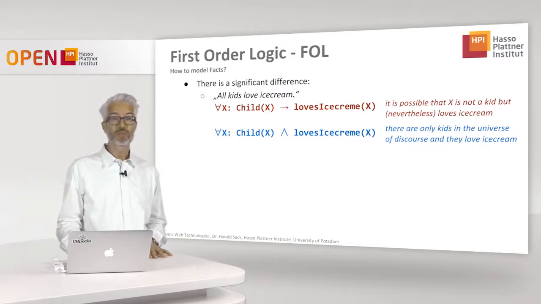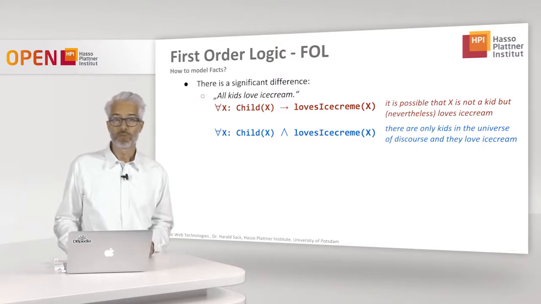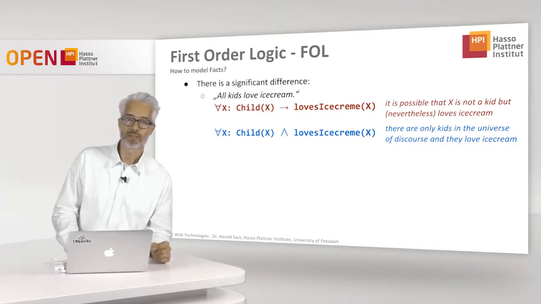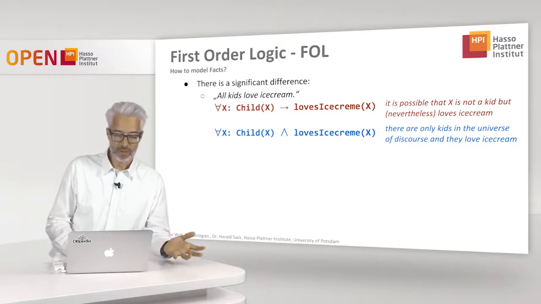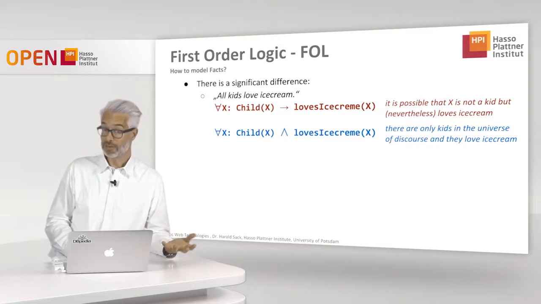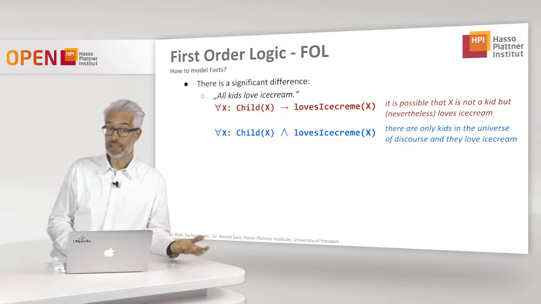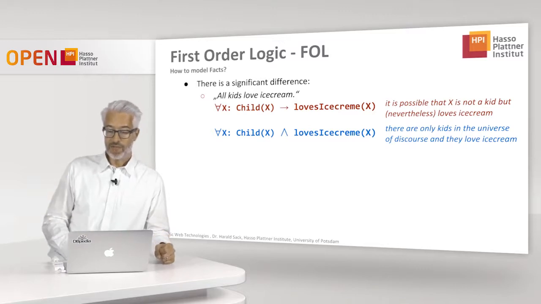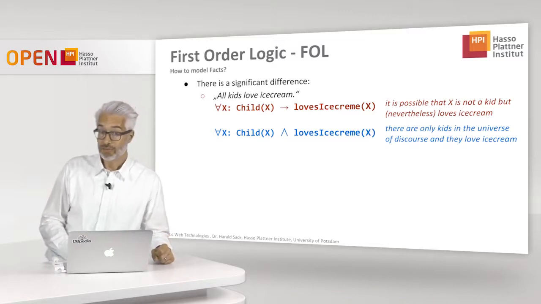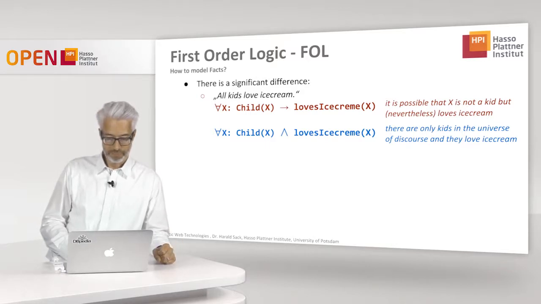First we want to formulate or represent all kids love ice cream. The first one is the correct one. It means for all variables x, it holds that if x is a child, then it loves ice cream. Which means, of course, if x is not a kid, it could still be possible that x loves ice cream.